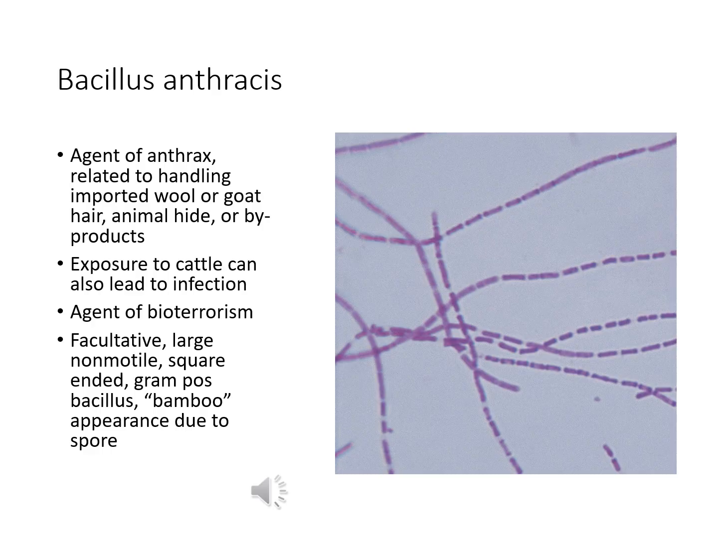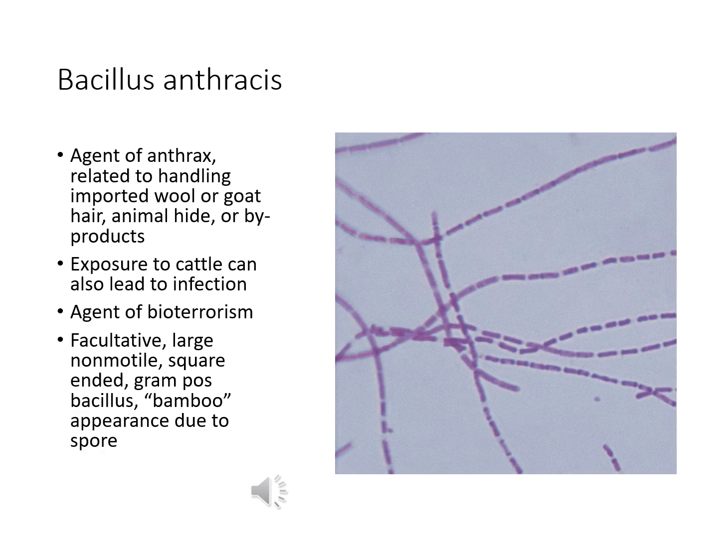Bacillus anthracis is an agent of anthrax. It's related to handling imported wool or goat hair, animal hide, or animal byproducts. So individuals can contract Bacillus anthracis due to exposure to cattle, which can then lead to the infection. Bacillus anthracis is also an agent of bioterrorism. If you think back to 9/11 in 2001, around that time frame, spores were sent out through the mail in the United States, and it caused about 18 cases.